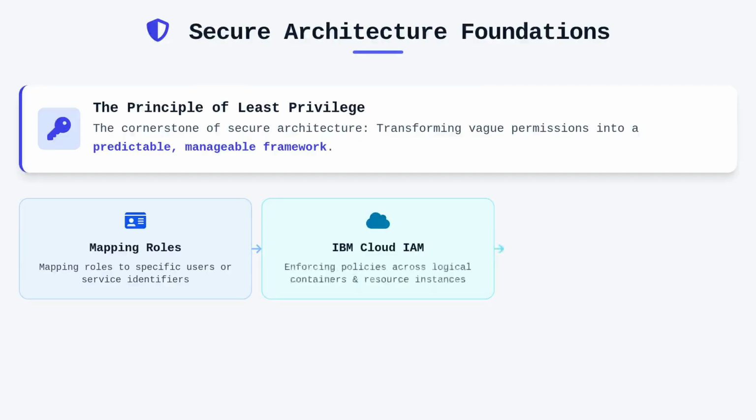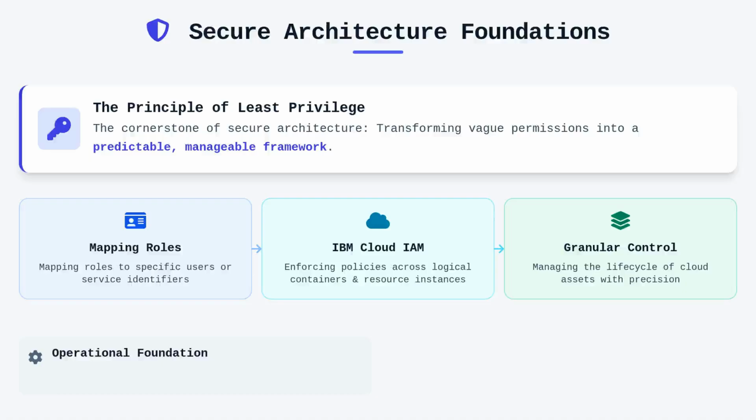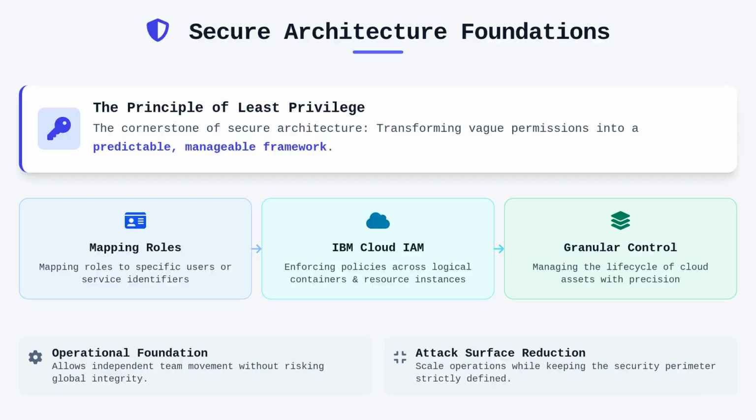IBM Cloud utilizes identity and access management to enforce these policies, ensuring that actions taken against logical containers or individual resource instances are both intentional and compliant. When we talk about resource roles, we are essentially talking about the granularity of control we exert over the lifecycle of our cloud assets. Getting these definitions right is not just about security. It is about establishing a robust operational foundation that allows teams to work independently without risking the integrity of the broader environment. By understanding how to apply these roles to resource groups or specific service instances, you gain the clarity needed to scale your operations while keeping your attack surface strictly defined.